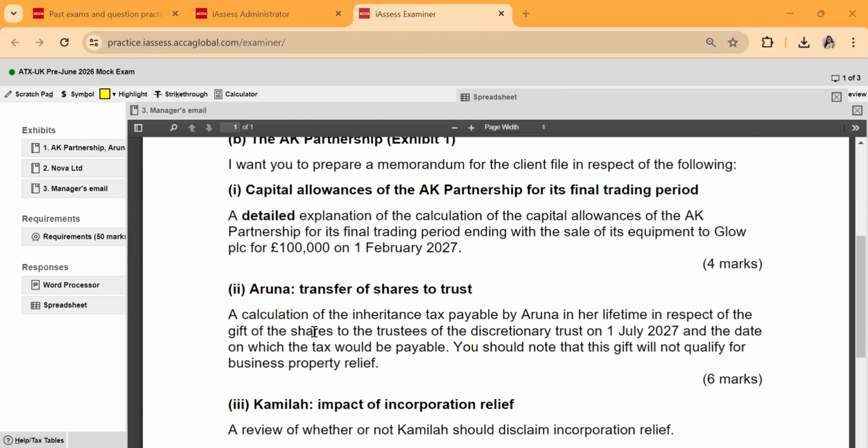A calculation of the IHT payable by Aruna in her lifetime in respect of the gift of shares to the trustees of the discretionary trust on 1st July 27, and the date by which tax will be payable. Also, please note that the gift will not qualify for business property relief as it is relating to the shares. The question is very clear about it. So we just have to do the workings normally.